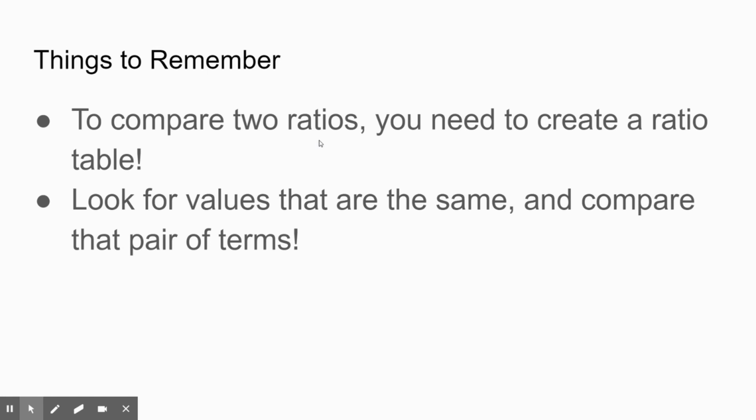Things to remember from this video. To compare 2 ratios, you need to first create a ratio table for each ratio, for each person or situation, whatever it might be. Once you've done that, which is really the difficult mathematical part, you're going to look for values that are the same and compare that pair of terms. In the example we did, we compared Marth and Sita's distances and times to see who was going faster. If you can manage all of that, you'll certainly score on any exit ticket or test you'll take. You should get a score of 5 points!